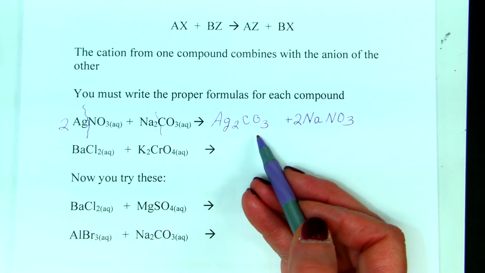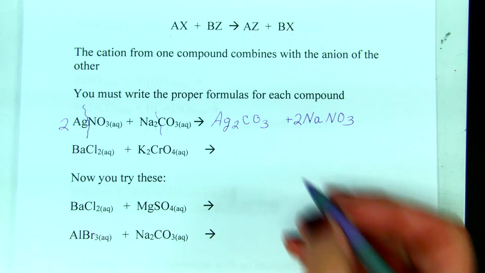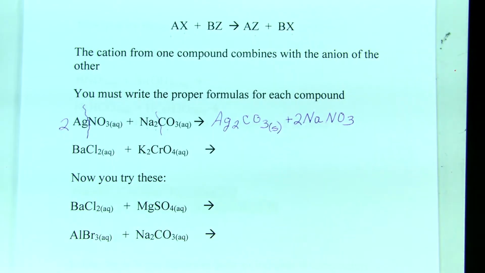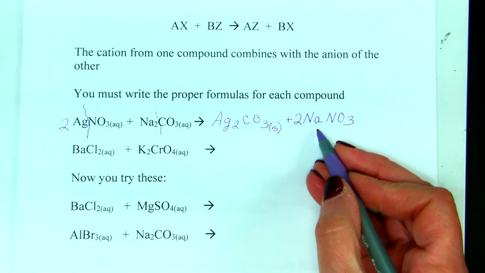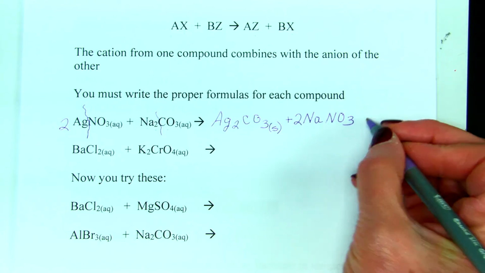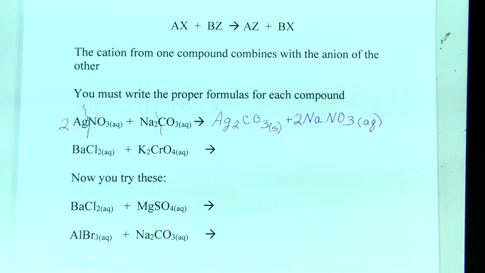Insoluble, unless it's hooked up with something on the soluble list. If you have a soluble and insoluble together, soluble wins. So this will be a solid. It will sink to the bottom of the beaker. What's the rule for sodium? It's soluble, so this is dissolved in water, so we write AQ. So now I have a balanced, completed double replacement equation with proper subscripts.